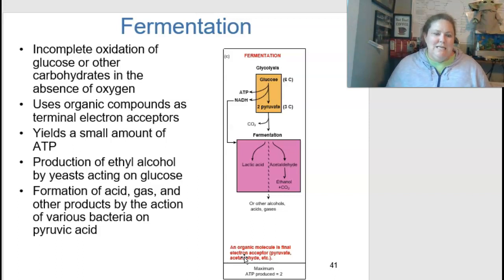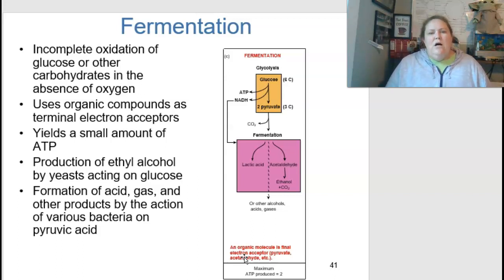Well, fermentation is the incomplete oxidation of glucose or other carbohydrates in the absence of oxygen. So if you've ever made beer, wine, anything like that, we know that for fermented foods you need to have no oxygen. So you put it in a closed container so that the oxygen can't get to it. So this is in the absence of oxygen, and this uses organic compounds as the terminal electron acceptors. And this is only going to yield a very small amount of ATP.